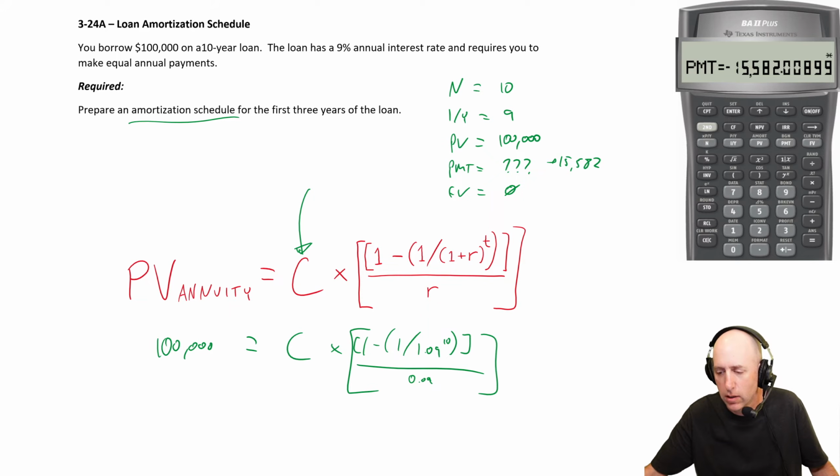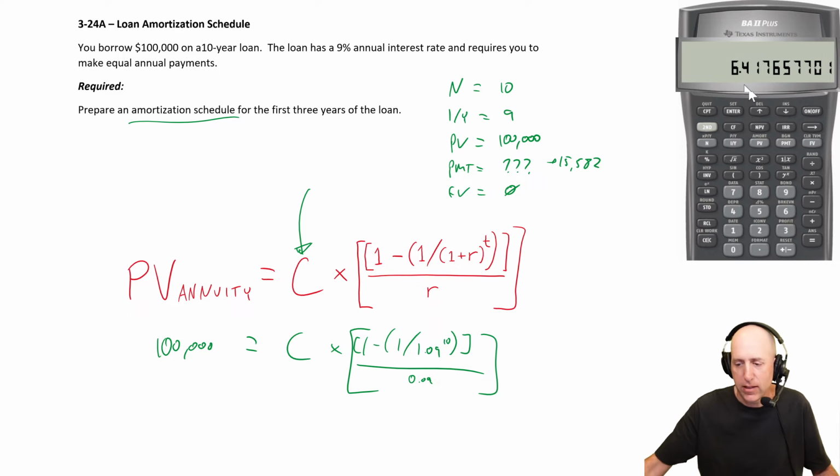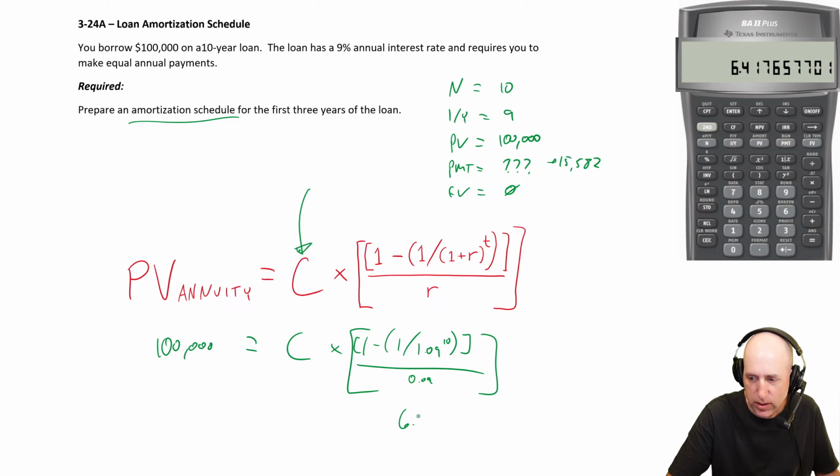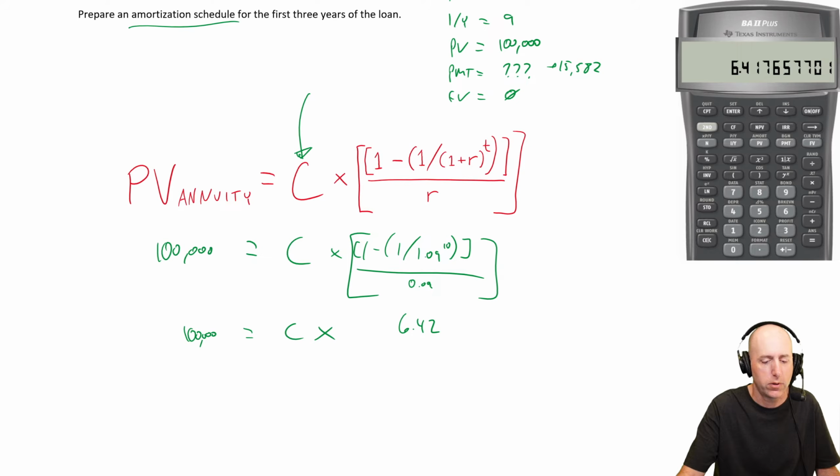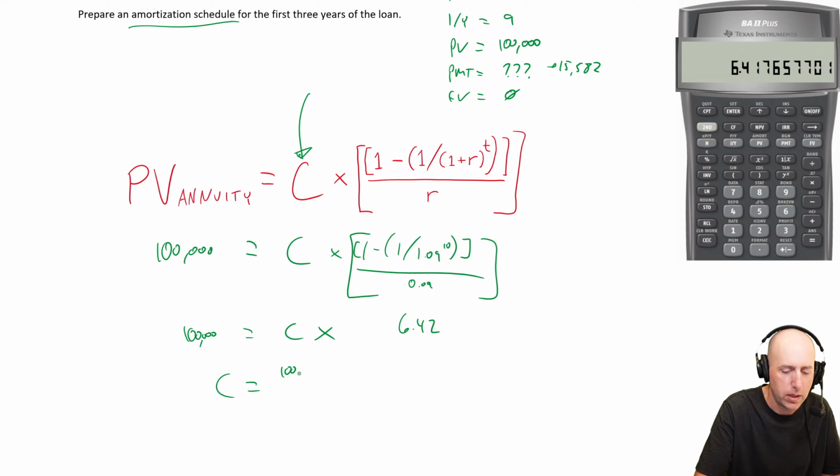Okay, let's solve. 1.09 to the 10th power. I go 1 over that number, so 1 over x. I go 1 minus that number, so I do minus 1. Hit the plus minus, 0.5775 divided by 0.09. And now the total amount of what's in brackets is 6.42, say. So it's 100,000 equals C times 6.42. Solving for C, C equals 100,000 over 6.42.